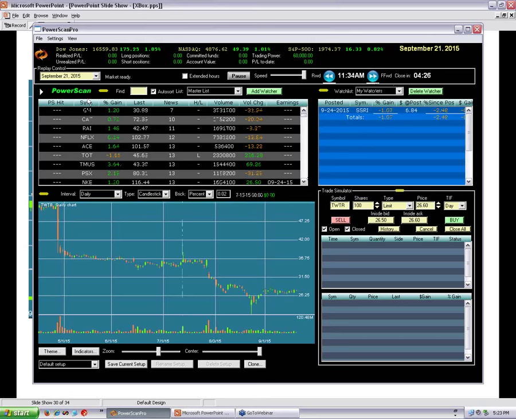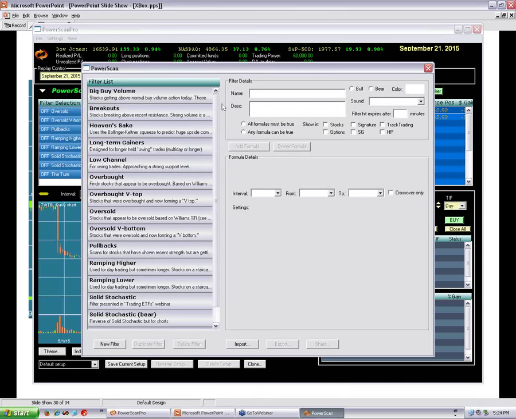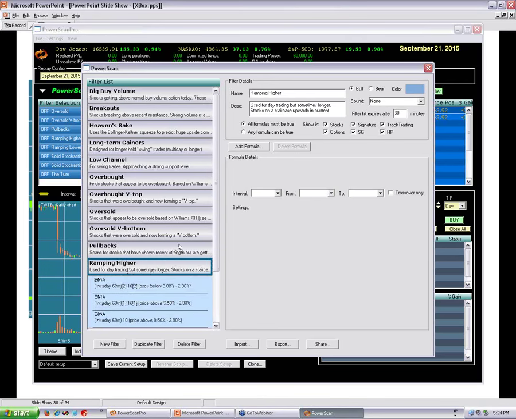Now let's run. I made a filter. Let's pause this for a sec. I made a filter to detect that exact pattern, and let me show you that filter. By the way, when you want to do your own filter, you do configure filters from the menu up there. I made a filter called ramping higher, which detects that pattern I just showed you. I'll go over it real quick.